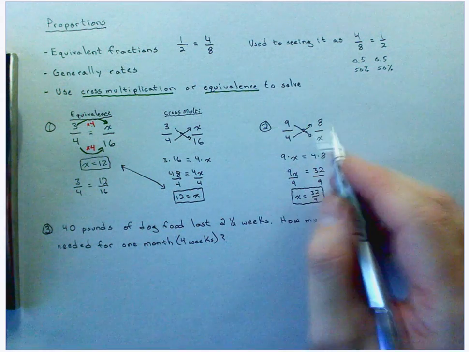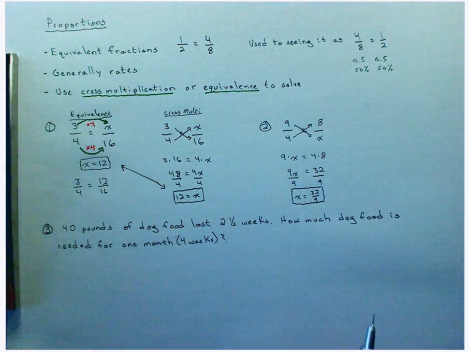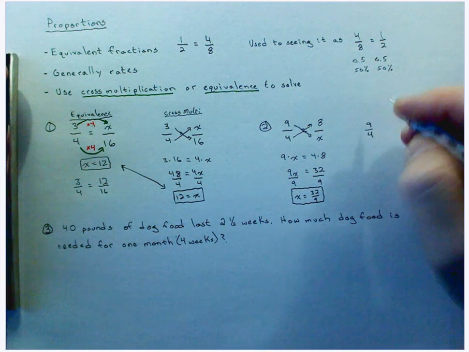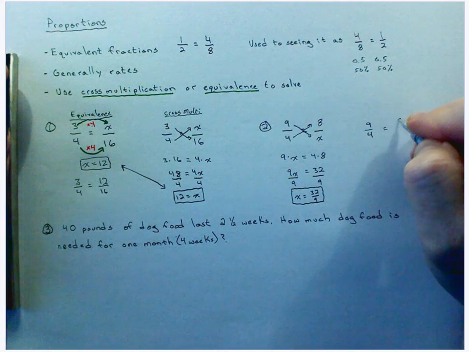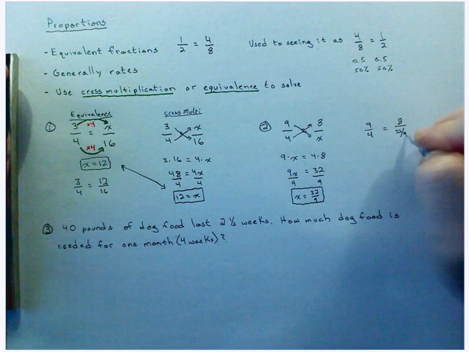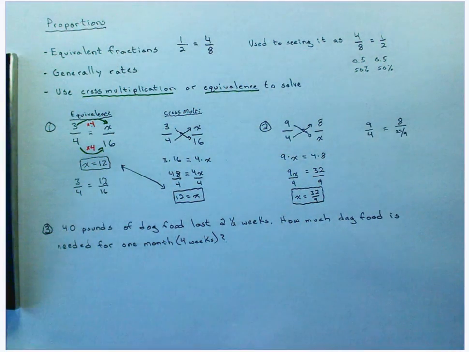And that is what both of them change by. You can check that on your calculator. You can say, okay, 9/4 is equal to 8 over 32/9, and you can use your calculator to check those values.